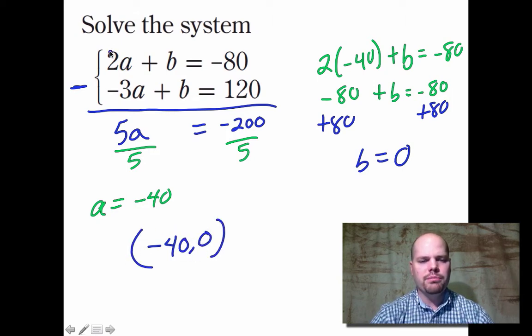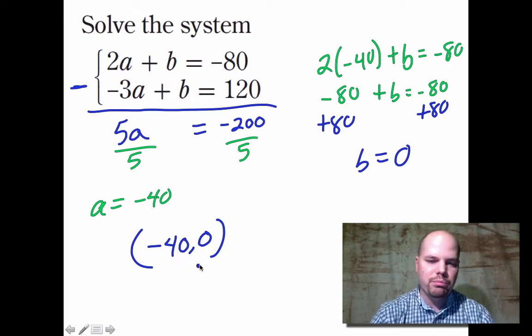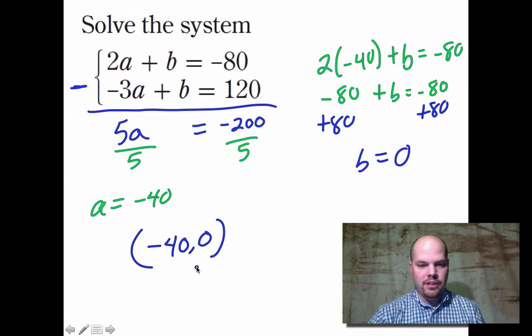So my solution would be (negative 40, 0). And that should be an easy check. 2 times negative 40 is negative 80, plus 0 is negative 80. Negative 3 times negative 40 is 120. 120 plus 0 is 120. So it checks out quite simply and easily there.